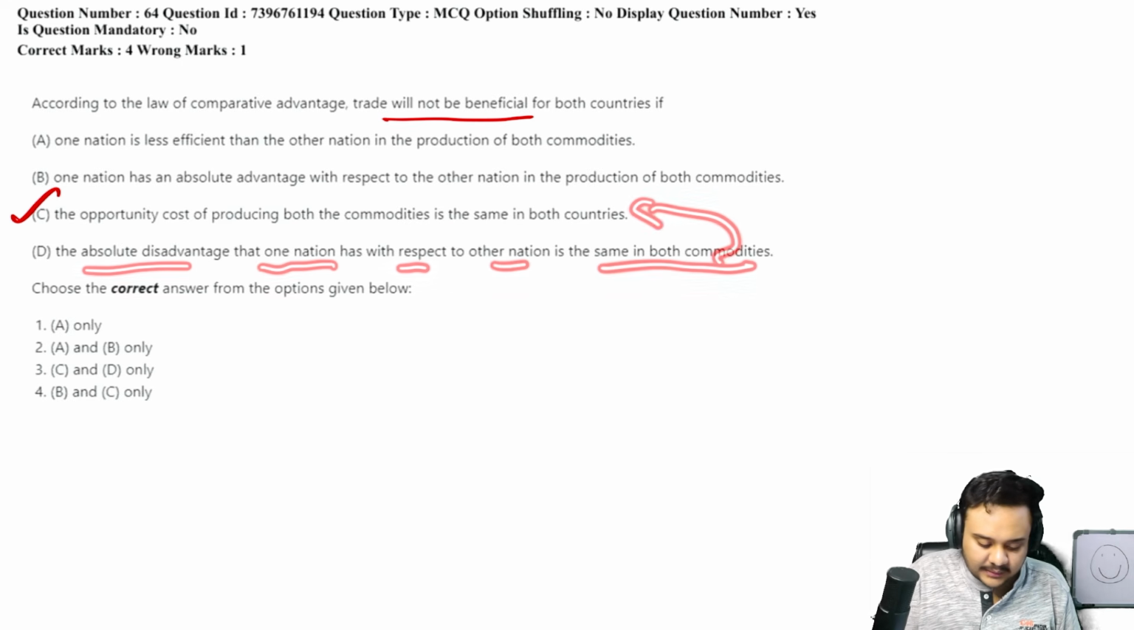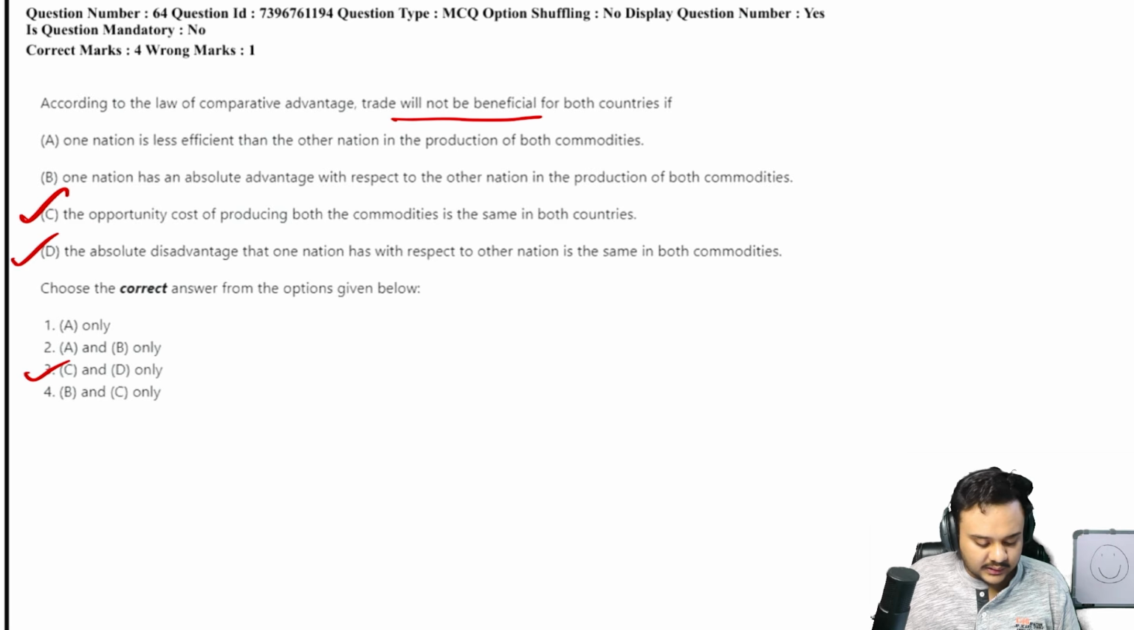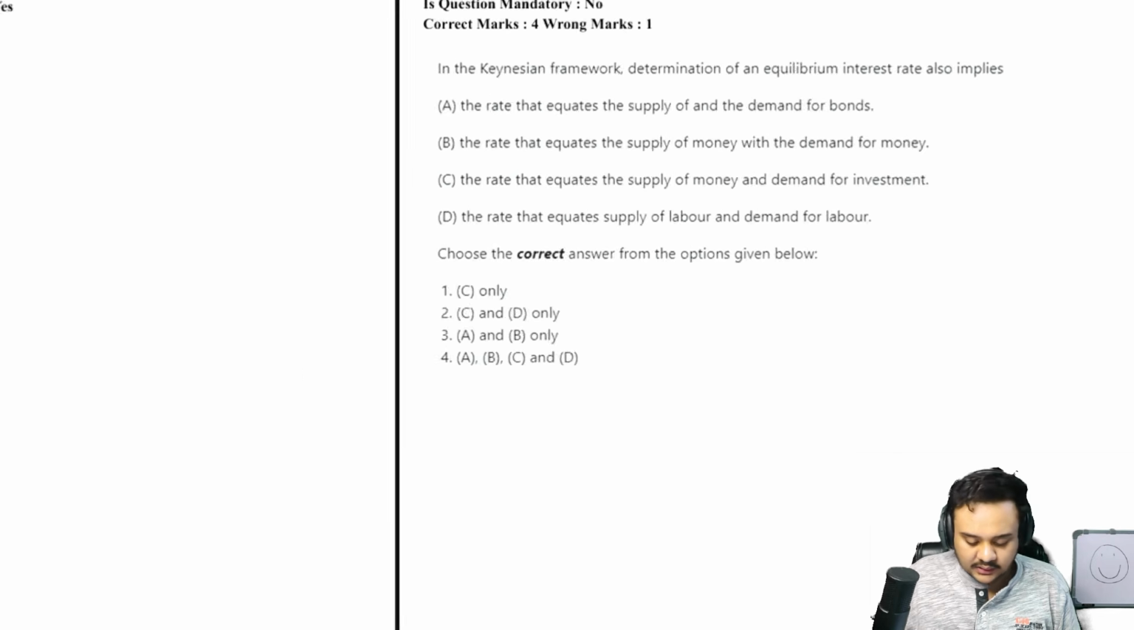Again, it is basically the same thing, the opportunity cost will be the same. Okay, so C and D are the options. So let us move on.